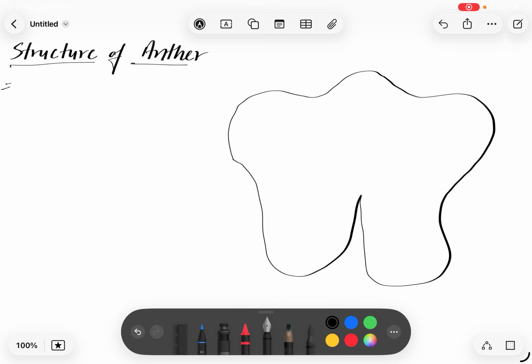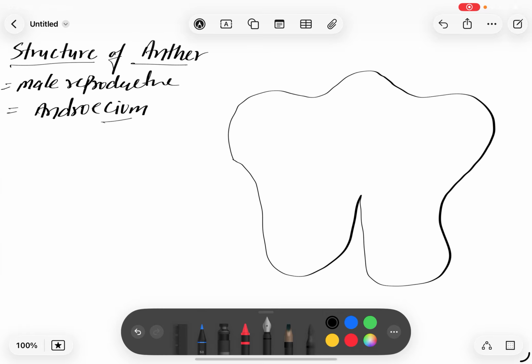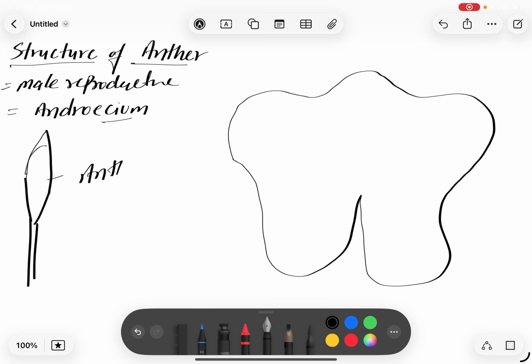As we know, the male reproductive organ of a flower is known as androecium, and androecium consists of three structures named anther, filament, and connective.